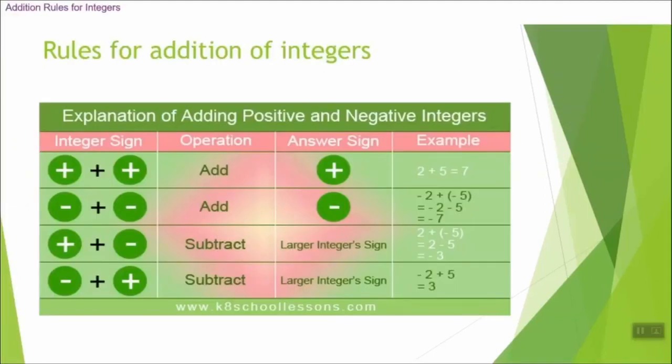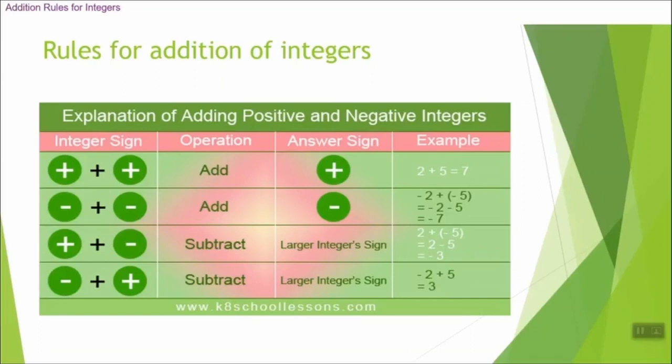Now, the recap which you have already done in class 6, that is the rules for adding two integers. First case, if there are two positive integers, you need to add them. The operation performed is addition and the sign will always be positive. Second case, if the two integers are negative, then also you will add them and the sign will be negative.